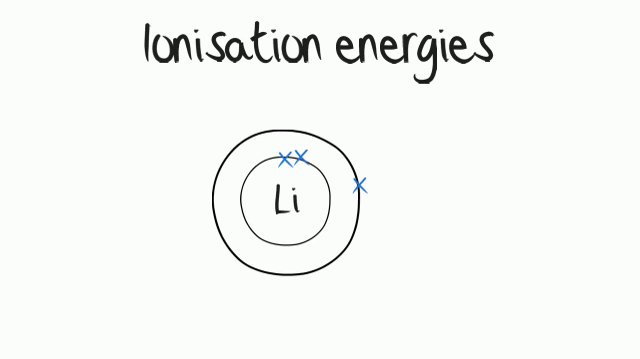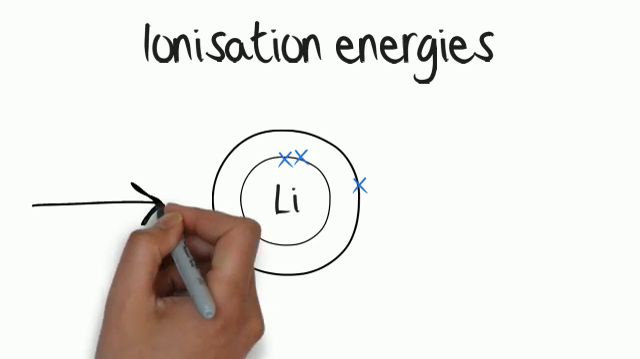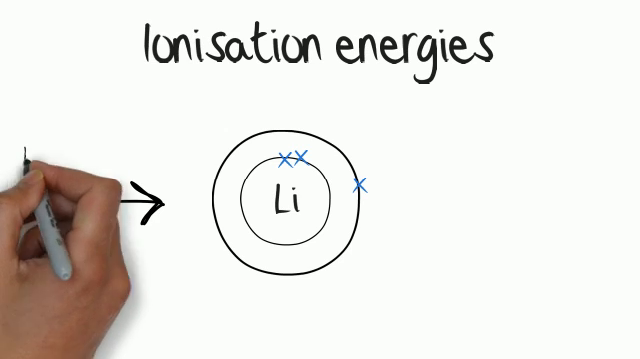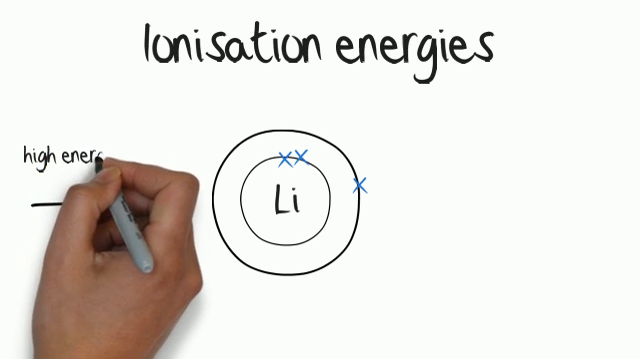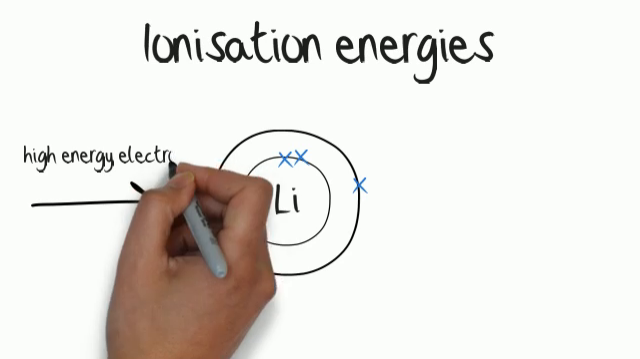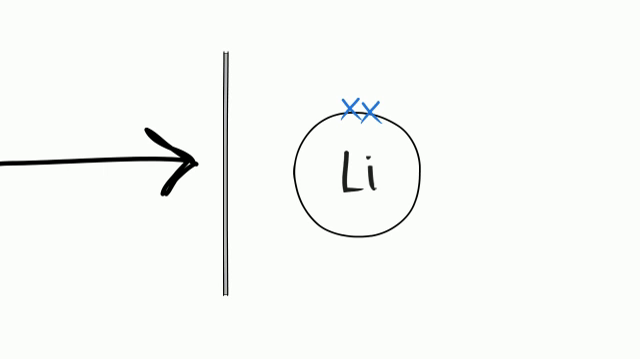atoms. For an atom to be ionised, an electron has to be completely removed from the atom. We can do this by bombarding the atom with high-energy electrons, which removes one of the outermost electrons of an atom. This is an endothermic process, as it requires energy.